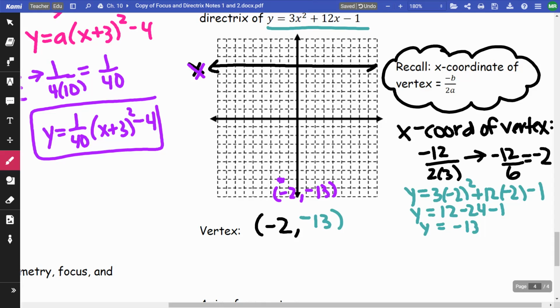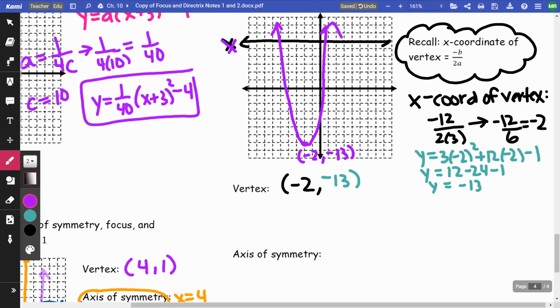Okay. Now, does this parabola open up or down? Well, I hope it opens up because I don't have much room to go, but it is going to open up because my stretch is 3. It's a +3. So this is going to open up. Okay. And again, I'm not being accurate with the stretch, but it's going to open up.